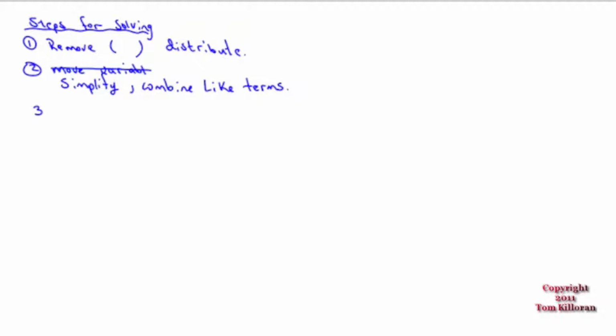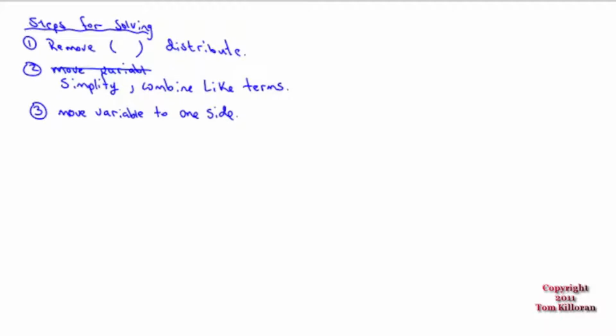So step 3, move variables to one side. What side do most people choose? Left. Do you have to go to the left, though? No, you can move them to the right if things become easier that way.